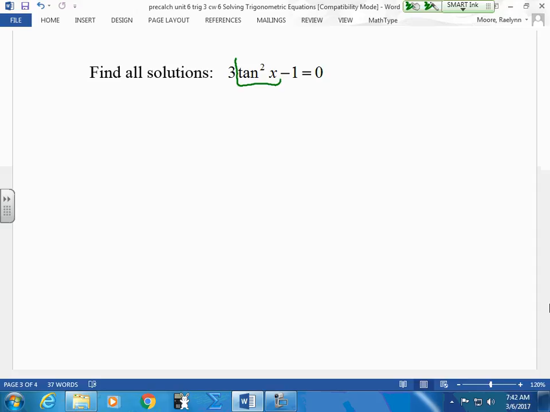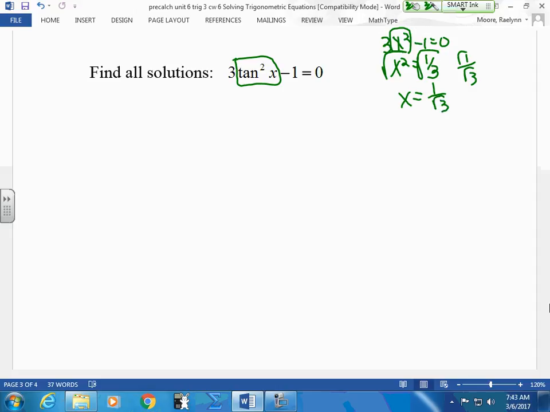Here's my variable. Let me rewrite this a minute. 3x squared. Here's my variable. I got a square in there, right? How do I solve this algebraically? Add 1, divide by 3. Okay, so far so good. Then what? Oh, square root. So what is the square root of 1? 1. So is that my answer?